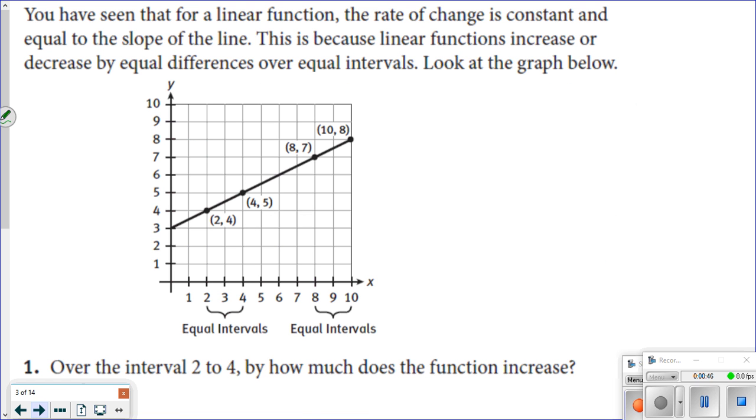All right. You have seen that for a linear function, the rate of change is constant and equal to the slope of the line. This is because linear functions increase or decrease by equal distances over equal intervals. Look at the graph below.